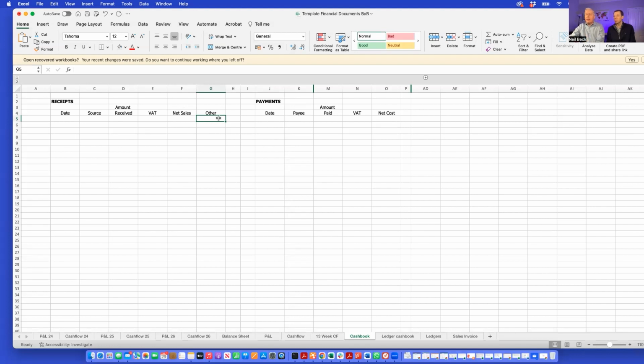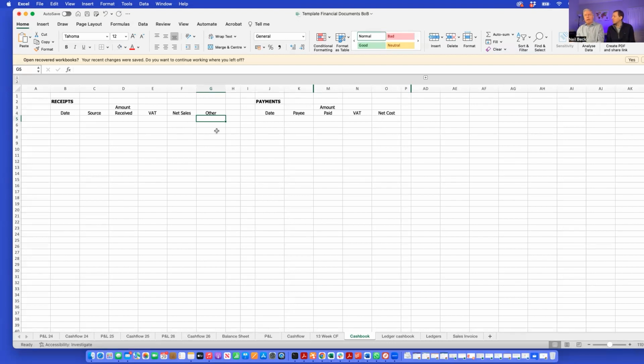All right, perfect. Then on the payments, again, the absolute minimum information would be the date you made the payment, who you paid it to, how much you paid them, and if there's VAT, what VAT you're going to be able to claim back, and therefore what the net cost was. Again, that is too simplistic. I wouldn't recommend this as a system, but at least you are tracking what came in, what went out, and whether you have got money left over.